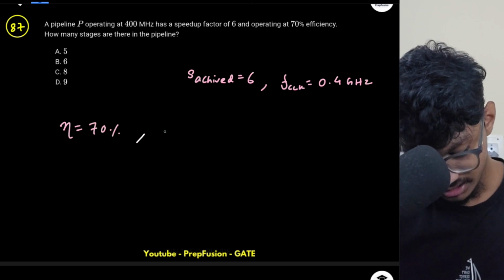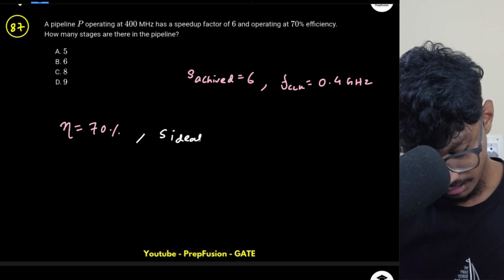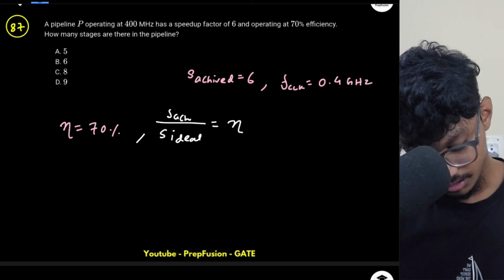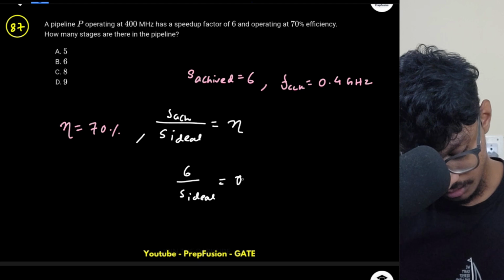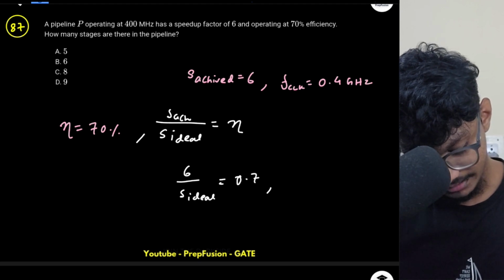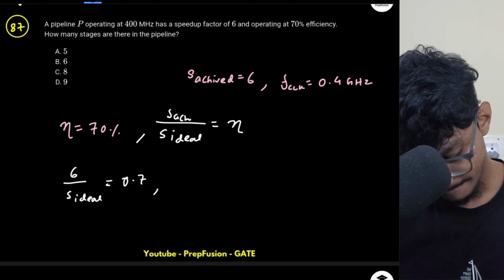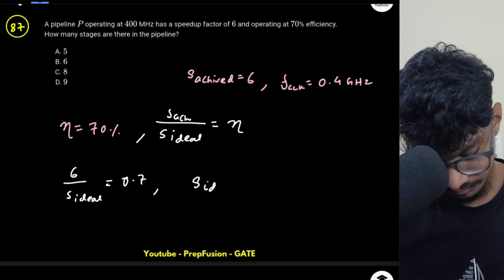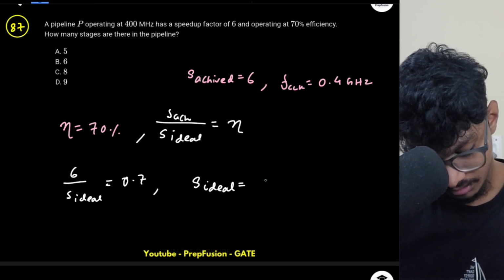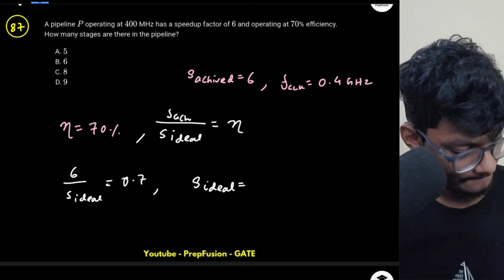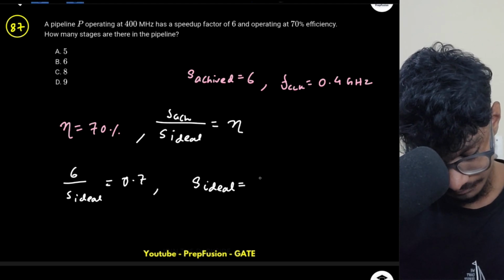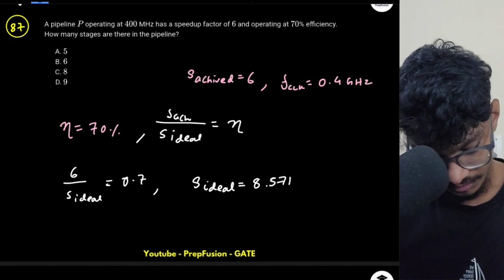From here, can I find out the ideal speed up? What will be S ideal? I know S achieved upon S ideal is equal to efficiency, right? So S achieved is 6 upon S ideal equals 0.7 basically. So S ideal will be 6 by 0.7, so it will be 8.571.